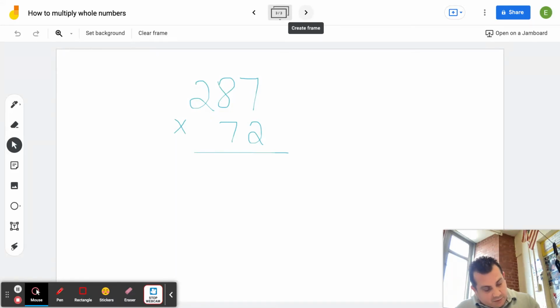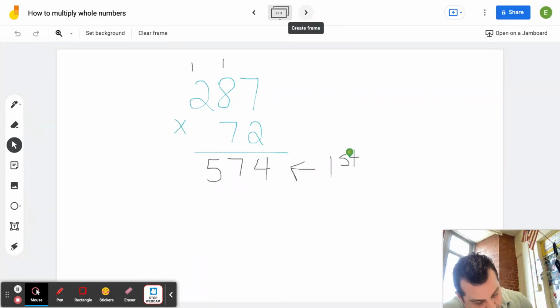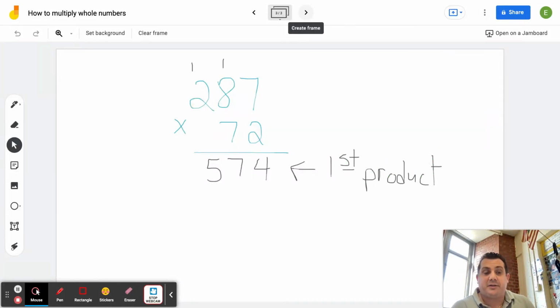All right. So 2 times 7 is 14. The 10, 4 ones down. 2 times 8 is 16, plus 1 is 17. The 1 in the hundreds place, and the 7 there. 2 times 2 is 4, plus 1 is 5. That is our first product.